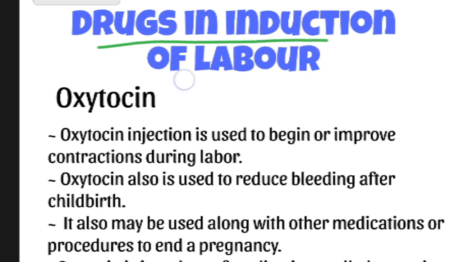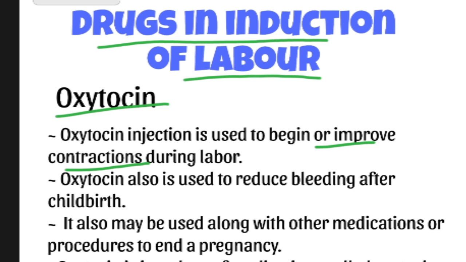Drugs used in induction of labor. What are the drugs used at the time of labor to start the labor? Oxytocin and prostaglandin are the drugs used. Oxytocin is used to improve the contraction. When the uterus starts to contract and relax, then delivery automatically gets started.